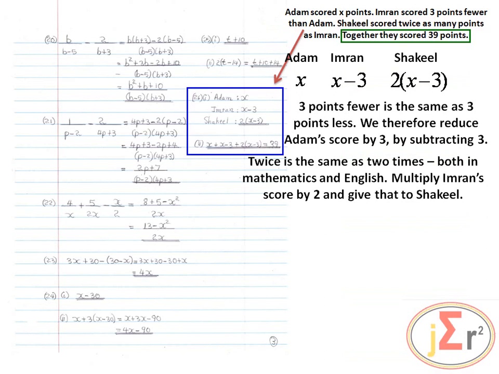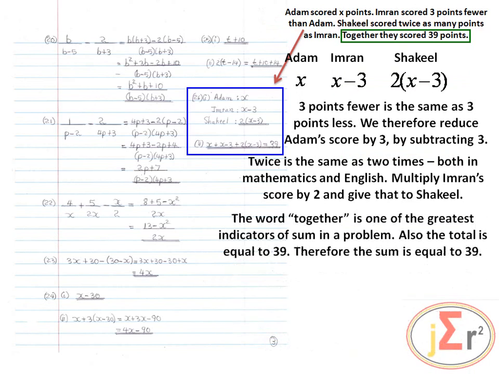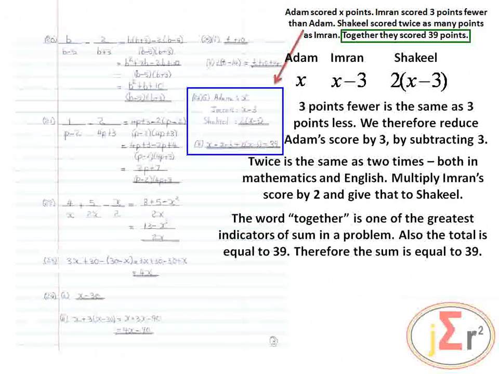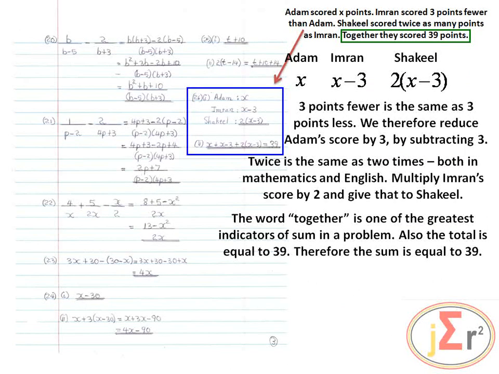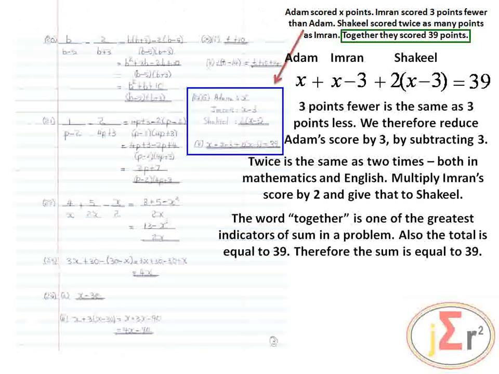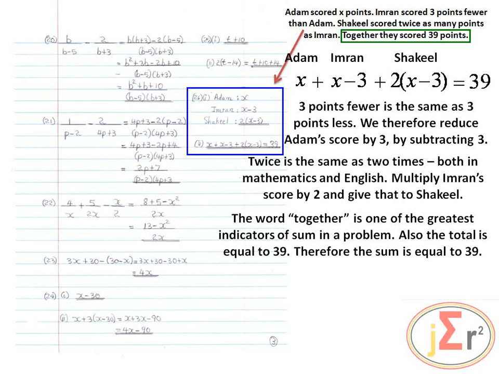Together they scored 39 points. The word together is one of the greatest indicators of sum in a problem. Put them together, find the sum. Also, the total is equal to 39. Therefore, the sum is equal to 39. So we add them, and the result is 39.